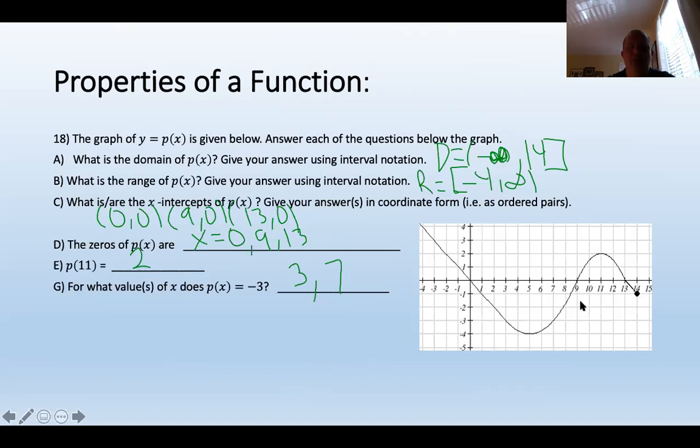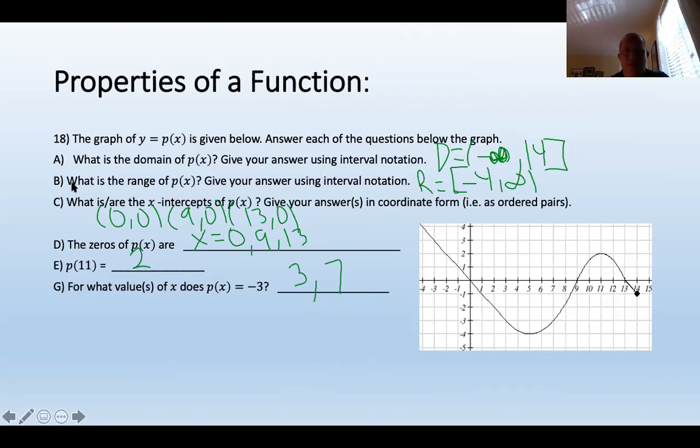That's assuming there's no jumps in the graph or periods where the graph is not continuous, but there's none of that here. If you look, the farthest left that the graph goes is negative infinity, and it ends at 14, and 14 is included. So our interval for the domain is from negative infinity to 14 with a bracket.